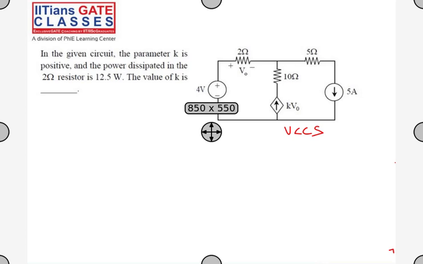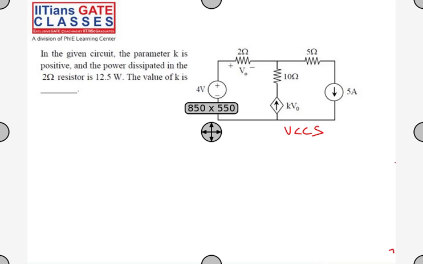So try to do this. I'll solve this one for you, and I want you to do the other problems. In the given circuit, the parameter K is positive, and the power dissipated in the 2 ohm resistor is 12.5 watts. You have to find the value of K.